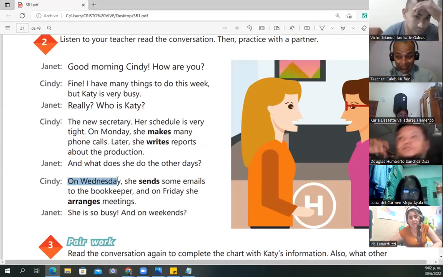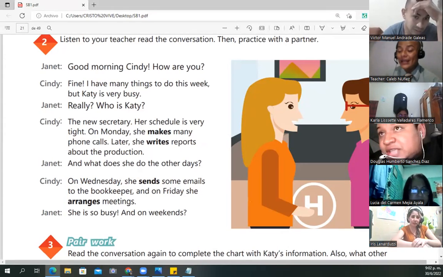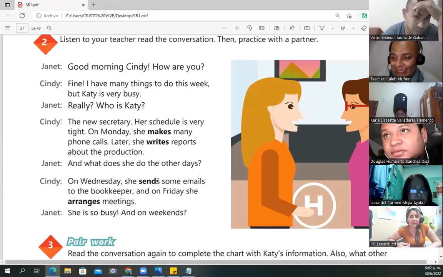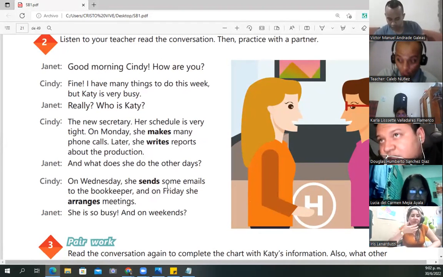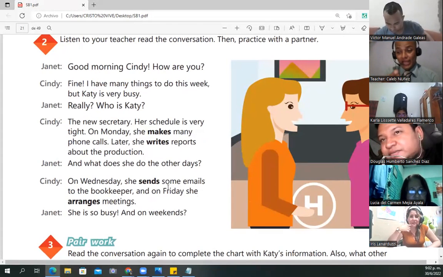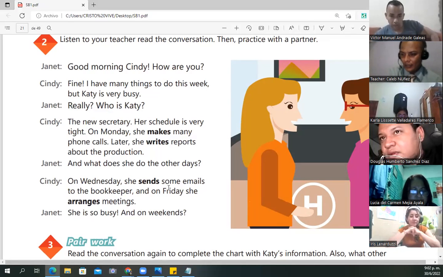It says on Wednesday. Repeat on Wednesday. She sends some emails. Están pronunciando acá hasta ese. Ella envía algunos correos al bookkeeper. Okay, entonces le envía algunos correos al contador. Continue.